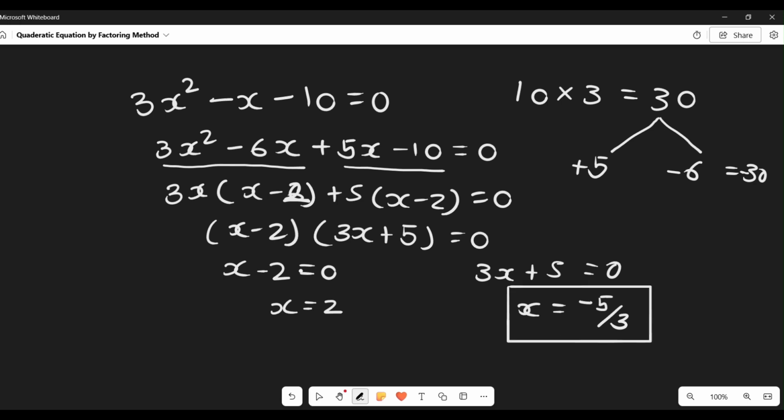So if you see such a quadratic equation where the coefficient of the first term is something and the last term is a constant, then you have to multiply.